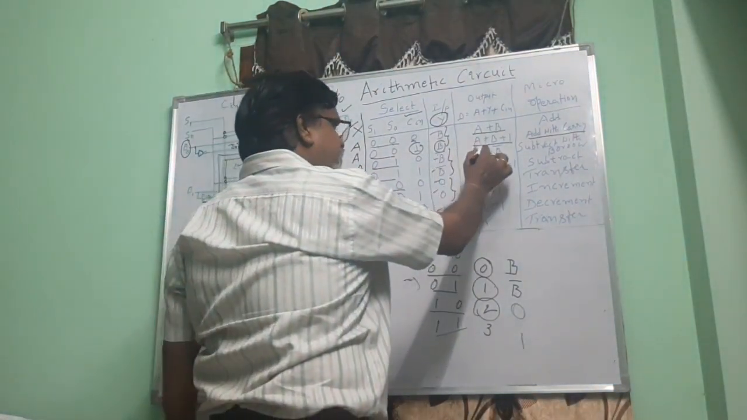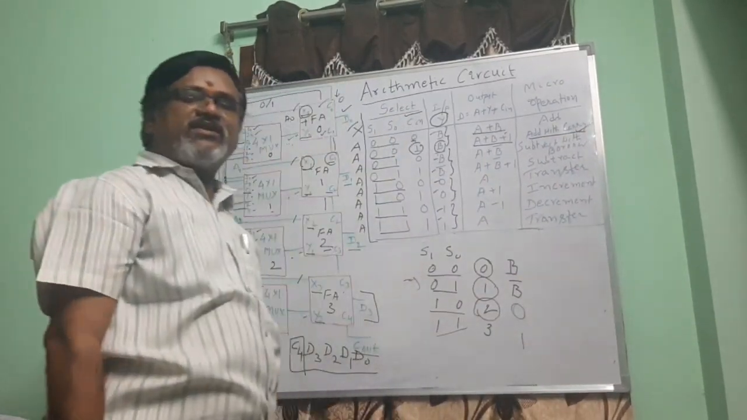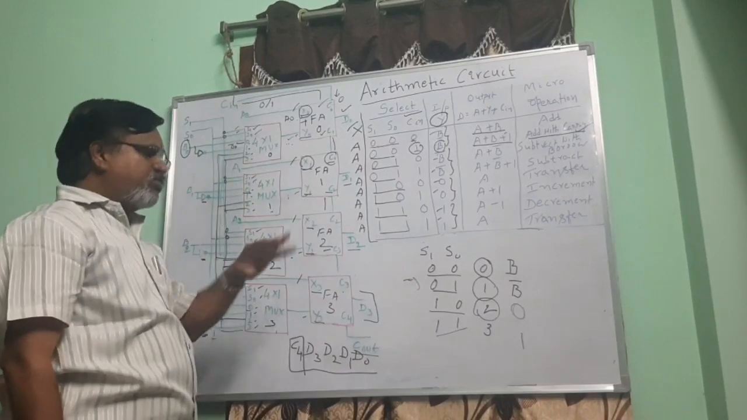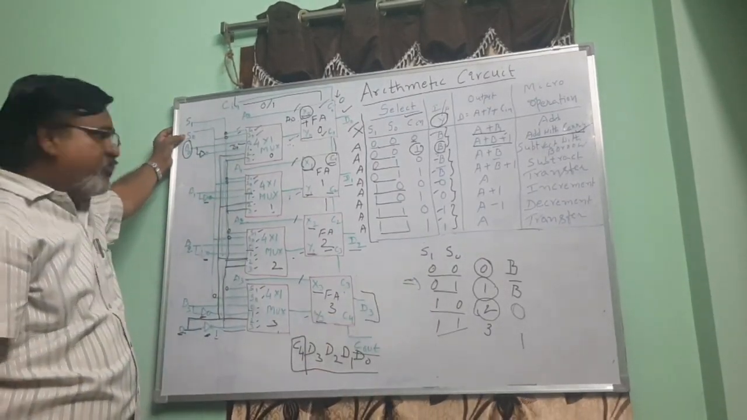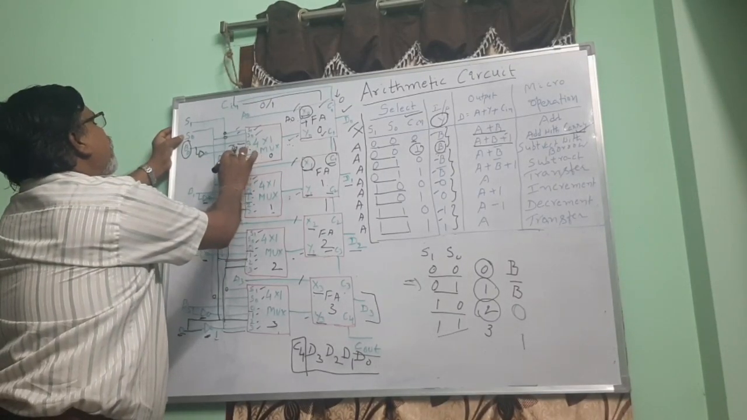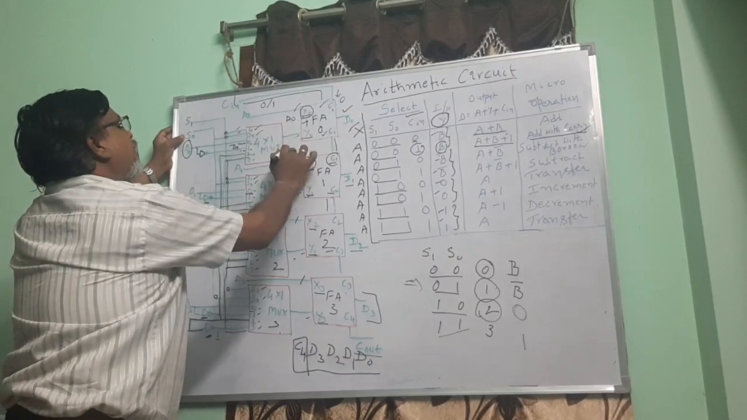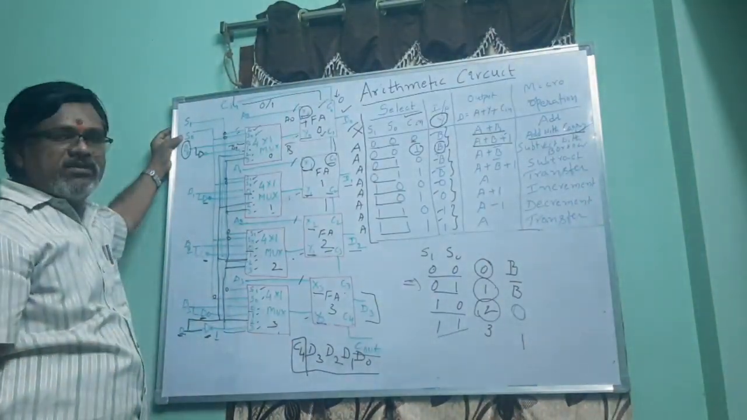We perform A plus B plus 1, add with a carry bit. Now come to the second combination, that is S1 and S0 are 0 1. So when S1 and S0 are 0 1, what is selecting here? B0 bar. So that is B bar will be selected. So A plus B bar.